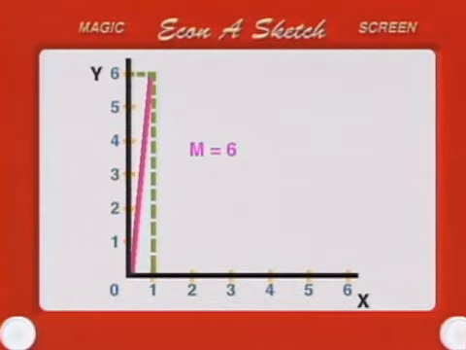The slope parameter m tells us how much y will change when x increases by 1 unit. So if the slope is 6, when x goes up by 1 unit, y will increase by 6 units. The dimension of m is measured in units of y per unit of x.